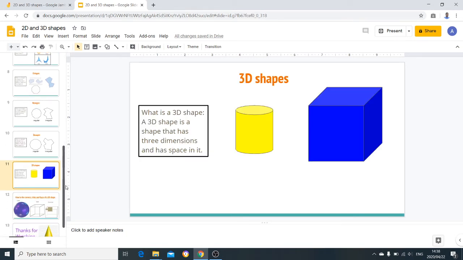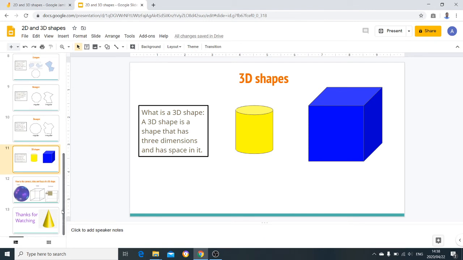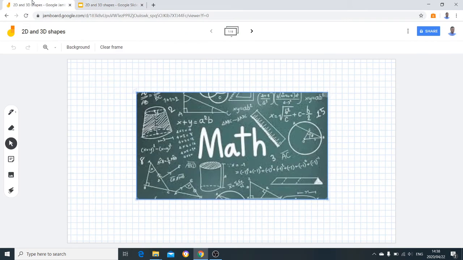3D shapes. What are 3D shapes? A 3D shape is a shape that has 3 dimensions and has space in it. This is a cylinder and this is a cube, as we mentioned earlier.